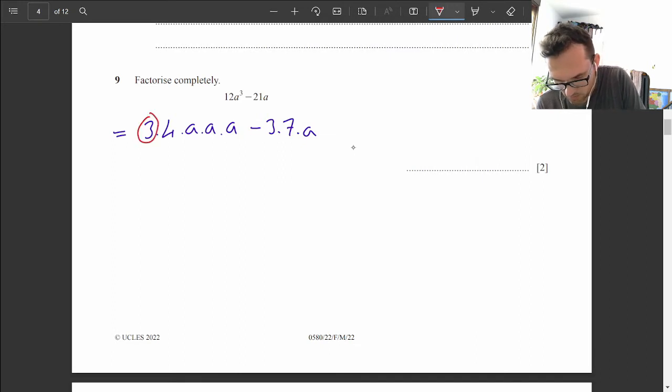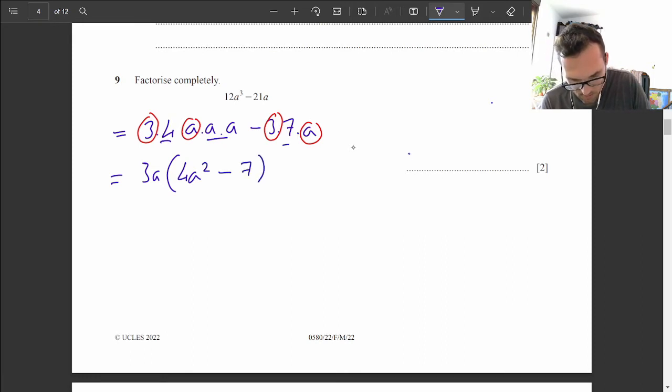See, they both have a 3, and they both have at least one a. So that is what we will factorize out. We will have the 3 and the a in front of the bracket. Inside the bracket, we'll put what's left, 4a squared minus, and there's only a 7. Okay, so make sure you factorize fully, and you get every factor there is.